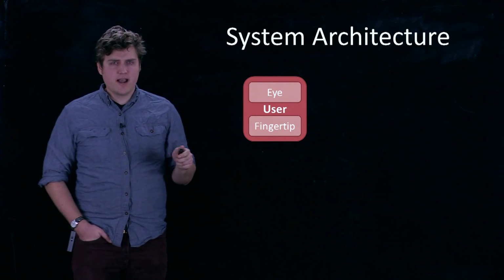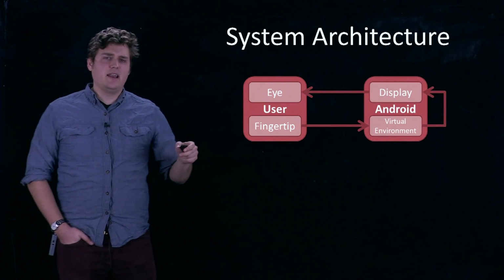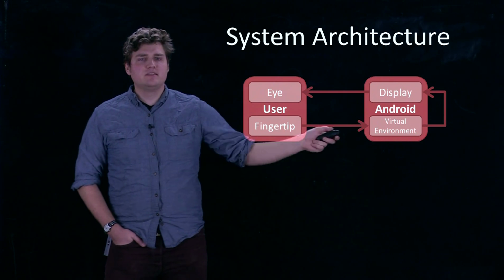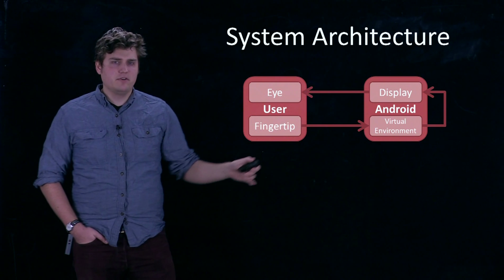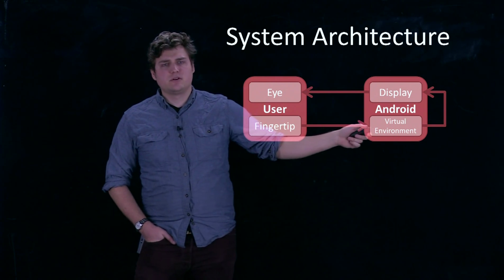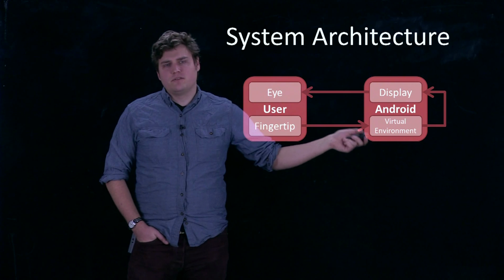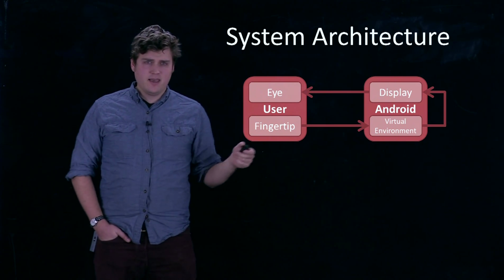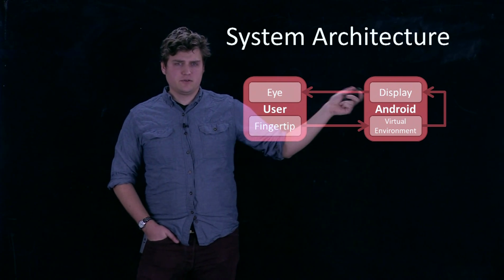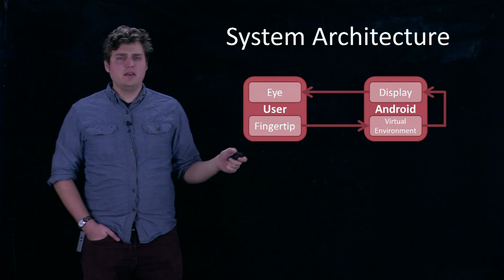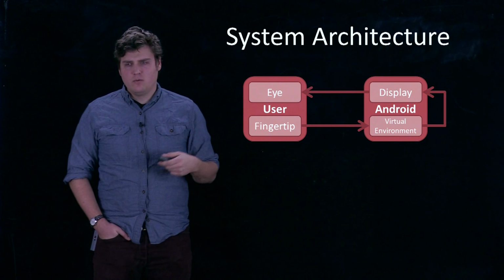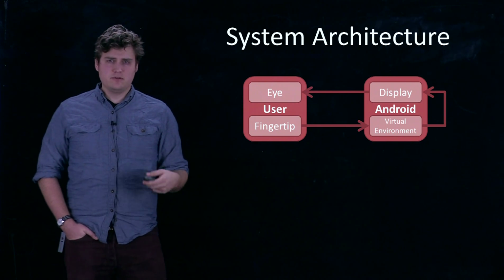And the way the usual interaction goes is that the user inputs some finger position into the Android system or their smartphone, and that goes into some sort of virtual environment. Now, that virtual environment does some sort of programming and eventually updates the visual display, which you see with your eyes.